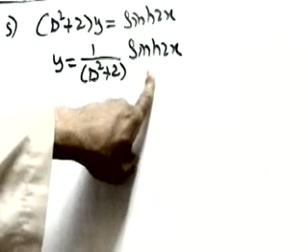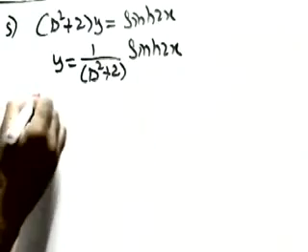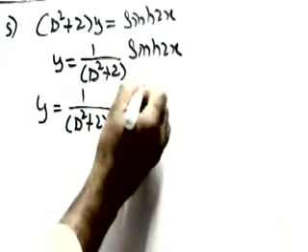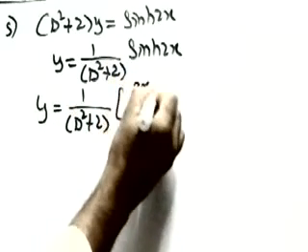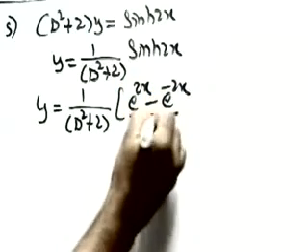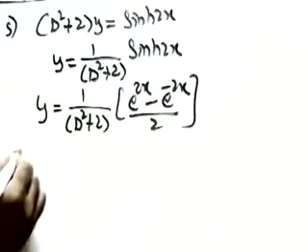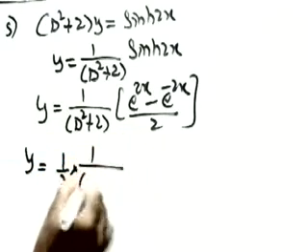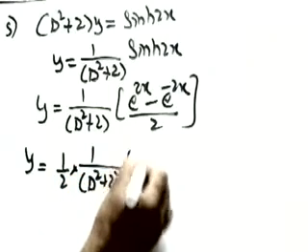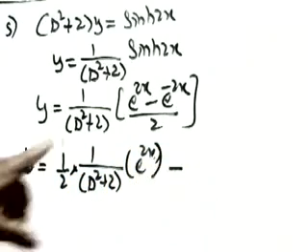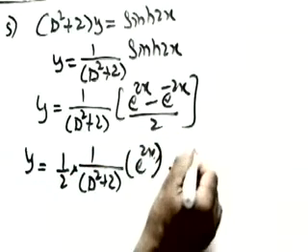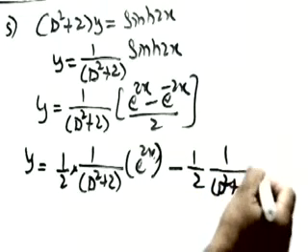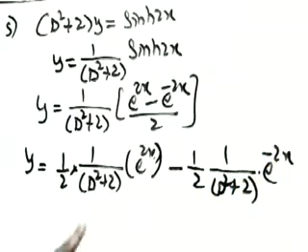I just explained, when we get sinh x, its formula is (e^x − e^(−x))/2. So you can write y = 1/(D² + 2) (e^(2x) − e^(−2x))/2. Now if you separate this, you will get two values. Writing the 2 outside, y = 1/2 · 1/(D² + 2) e^(2x) minus, again with the 2 outside, 1/2 · 1/(D² + 2) e^(−2x).